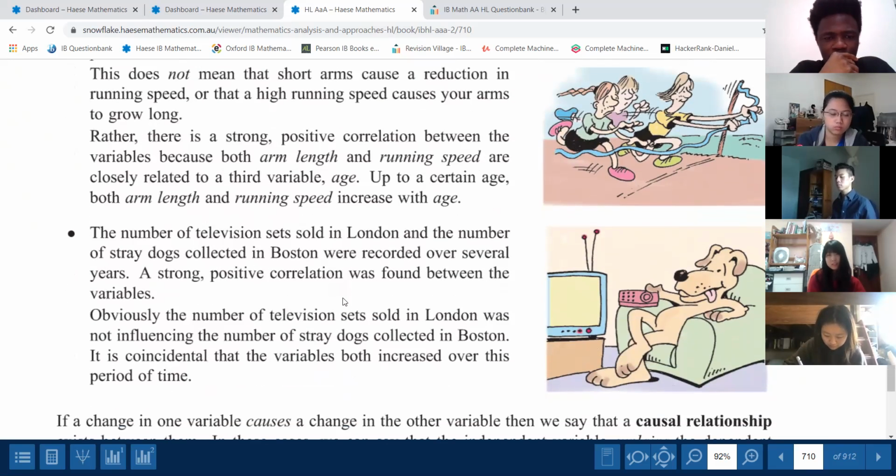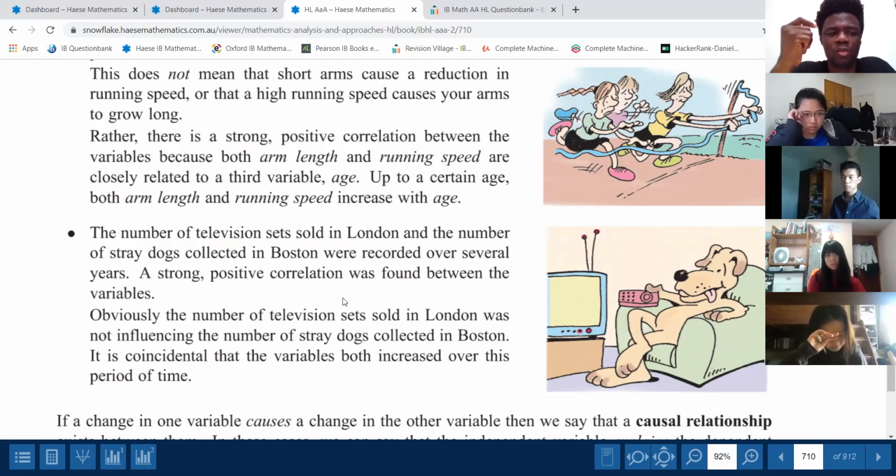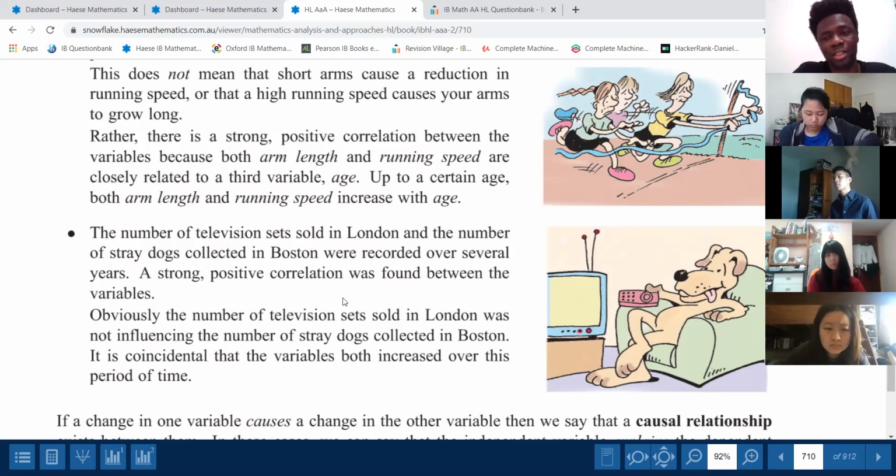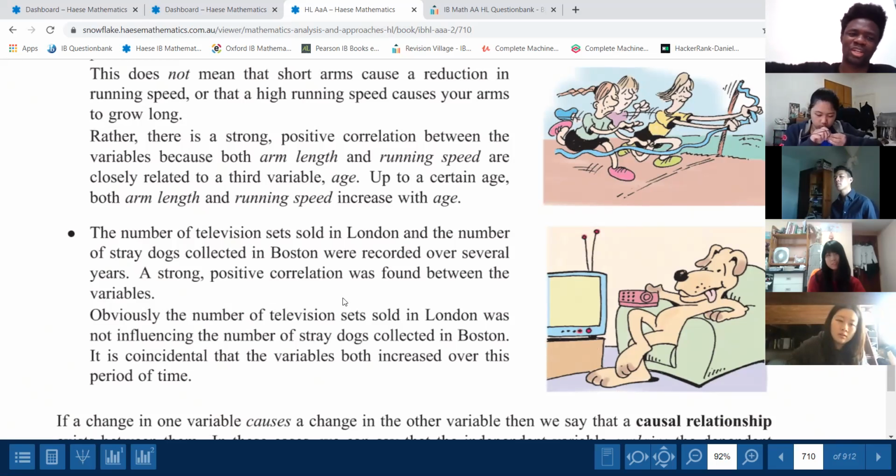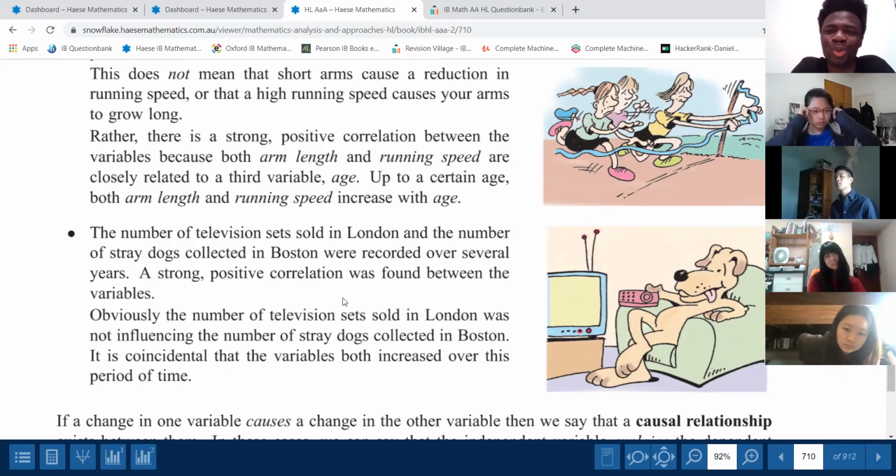Again, this is another example in your book which I find interesting. The number of television sets sold in London, and the number of stray dogs collected in Boston were recorded over several years. A strong positive correlation was found between these variables. The question is, does it mean that the number of television sets sold in London causes the stray dogs in Boston? No. Do you understand that?